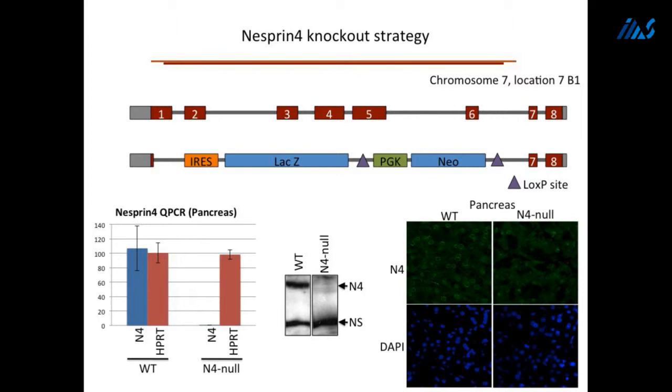This demonstrates quite clearly that Nesprin-4 expression is gone. You can see it in wild-type pancreas. It's completely absent from the Nesprin-4 null pancreatic tissue.